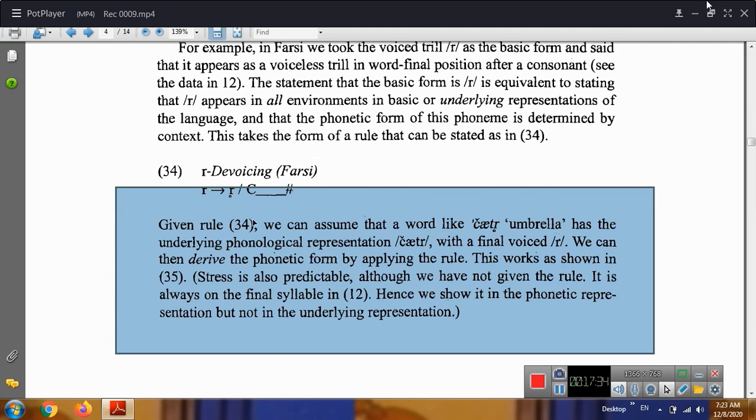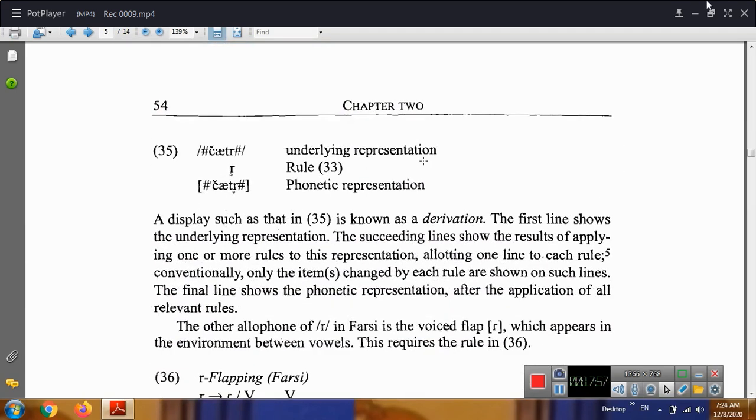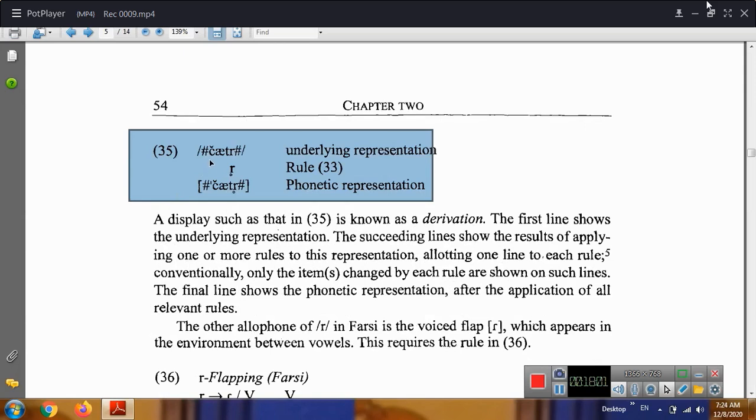Means umbrella has the underlying phonological representation chat, with the voiced re, with the final voiced re. We can then derive the phonetic form. Here it is a phonetic form by applying the rule. This works as shown in 35. Okay, here you can see its derivation.